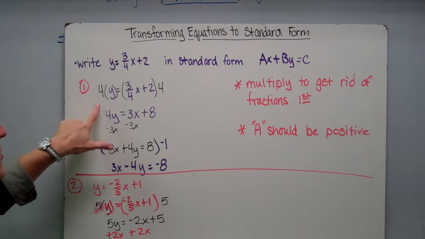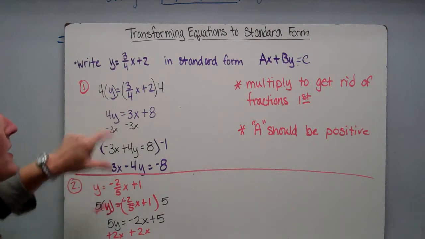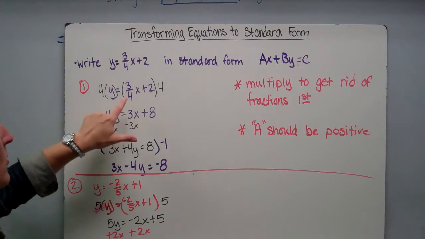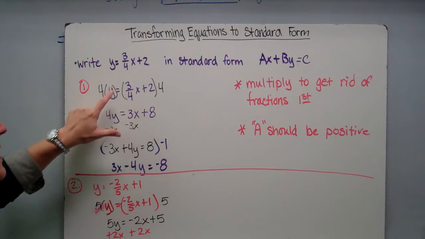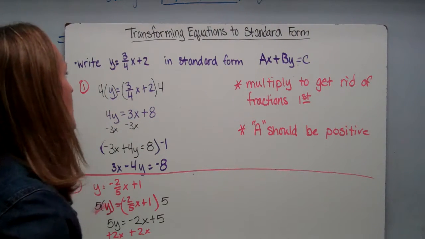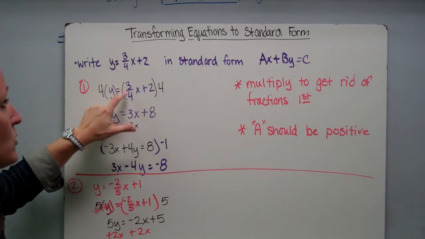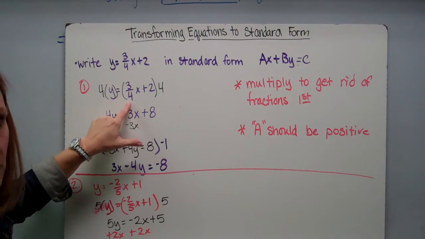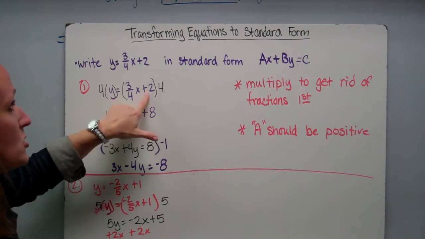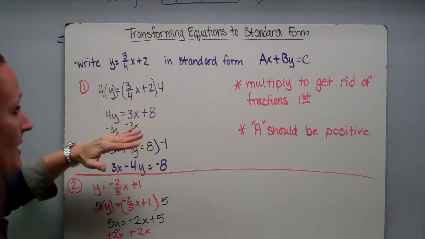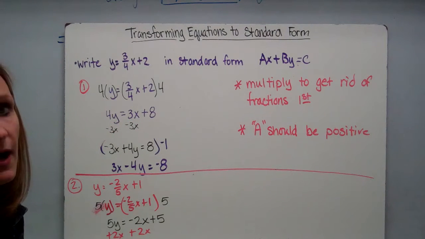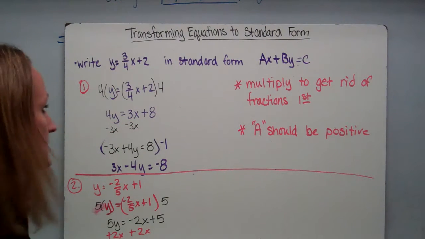So how do we do it? Well, first we're going to multiply and get rid of our fractions. So we have a 4 down here, so we've got to multiply everything in here by 4. So I multiply y by 4, I get 4y. When I multiply 3/4 by 4, that 4 disappears, leaving me with 3x. 2 times 4 gives me 8. That is where this equation came from. I distributed my 4 all the way across.